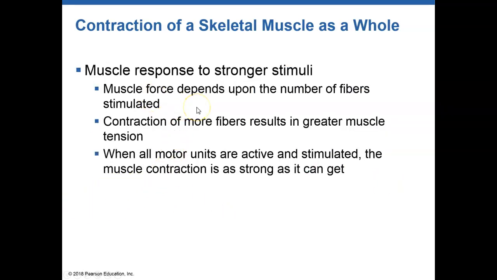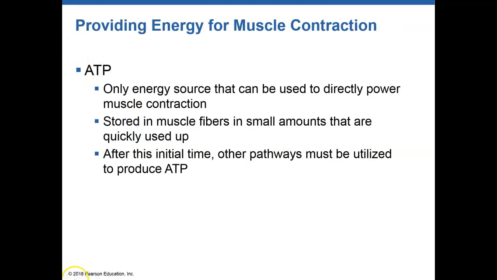So muscles respond to stimuli. Depending on the number of muscle fibers stimulated, we can increase a muscle contraction, or the number of stimuli that occur per muscle fiber can also increase that muscle contraction. I'm going to stop here in this video and then we'll talk about ATP and how it is used in muscle contractions.